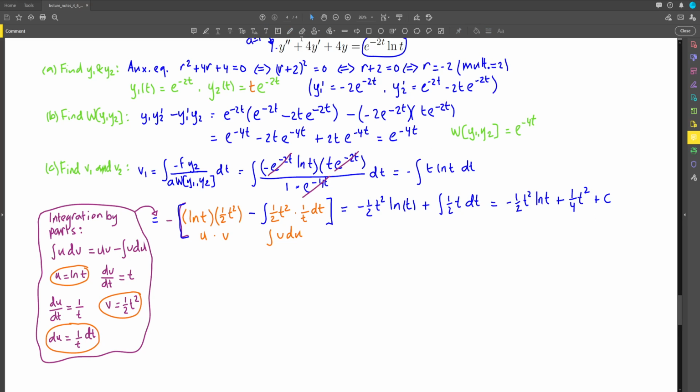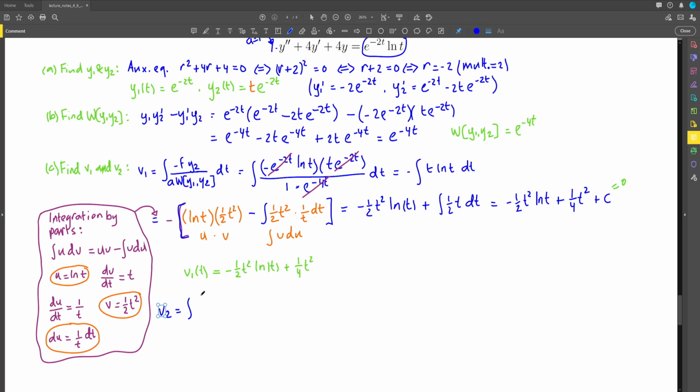And so as a conclusion, we find that v1 of t is negative 1/2 t squared ln of t, and then plus 1/4 t squared, because we're going to pick that constant of integration. We're going to pick that to be 0. Okay, now it's time to take a look at v2.